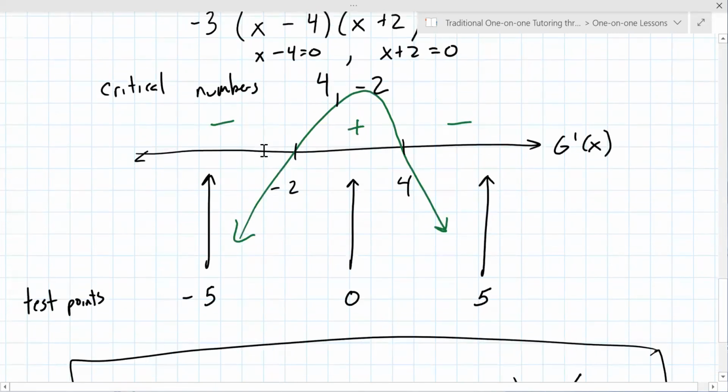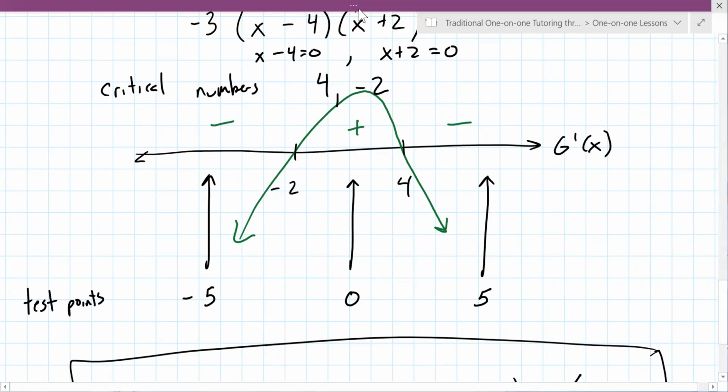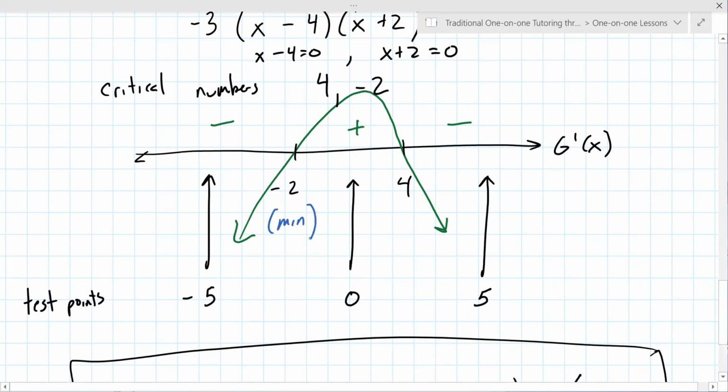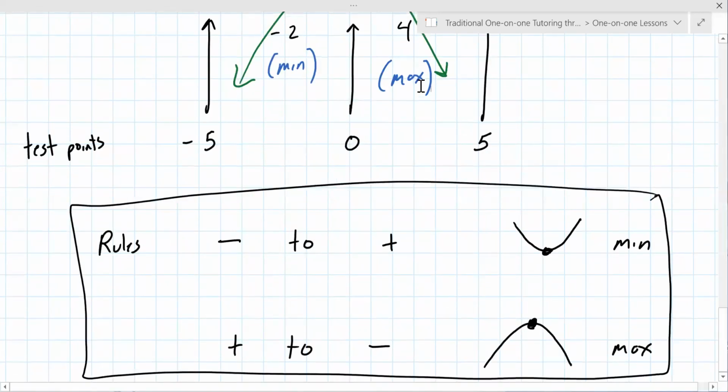Okay. So the next thing here is, because it goes from negative to positive, -2 is a min. And that comes right from that rule we saw below. Because positive to negative means it's a max, and it's from this right down here.